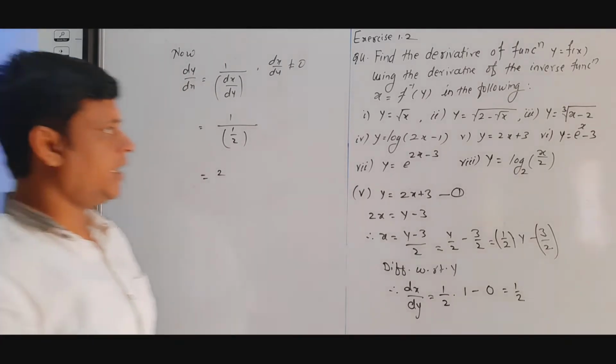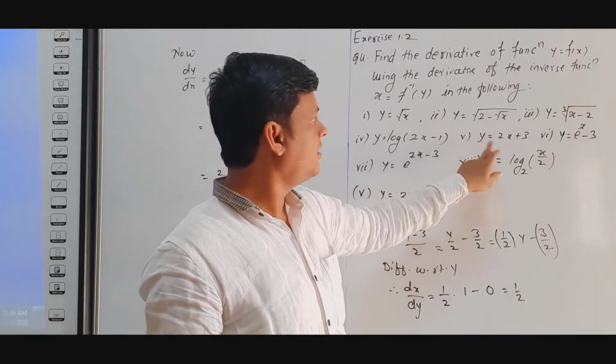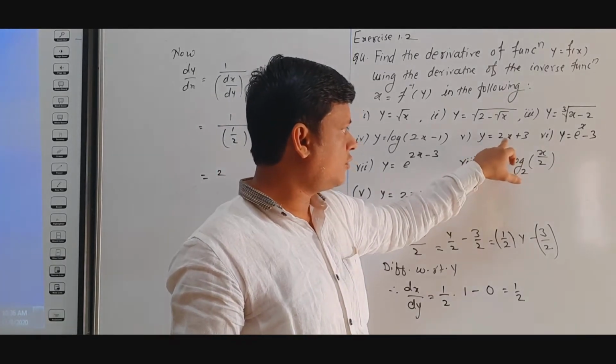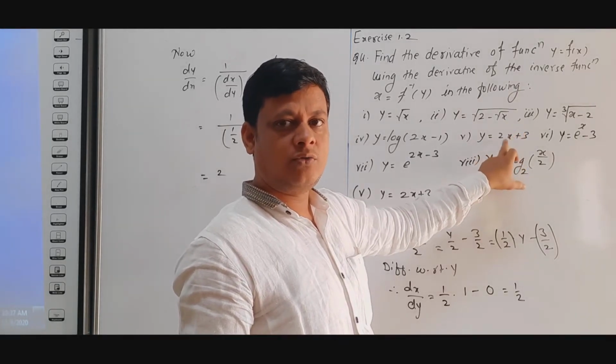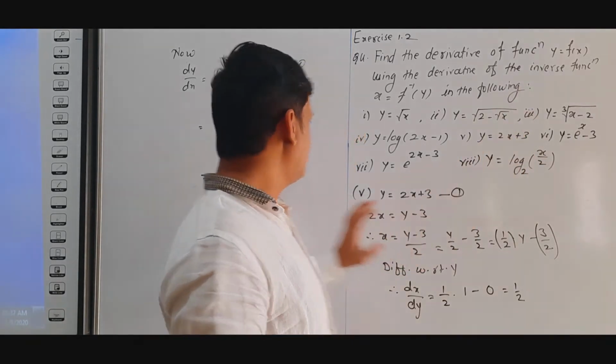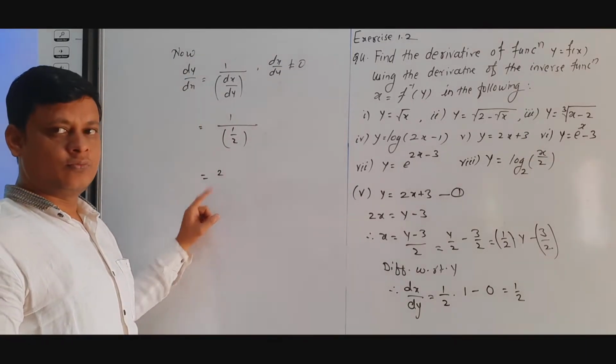You can check directly. Derivative of y with respect to x is dy by dx. Derivative of first term, so 2 is constant. Derivative of x is 1 with respect to x. So 2 into 1 we get 2. Derivative of 3 is 0. So we get derivative of y with respect to x as 2.